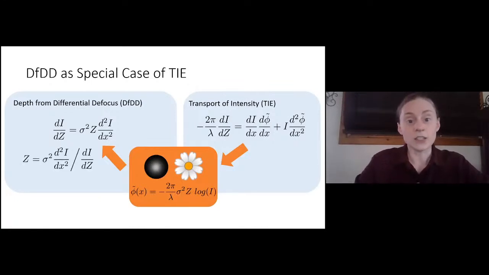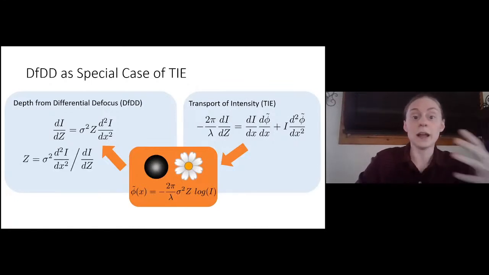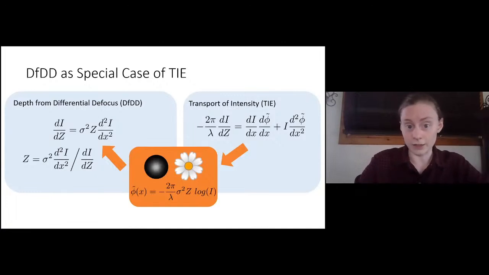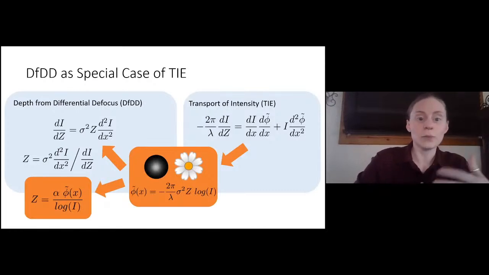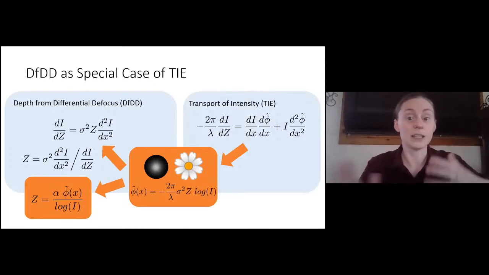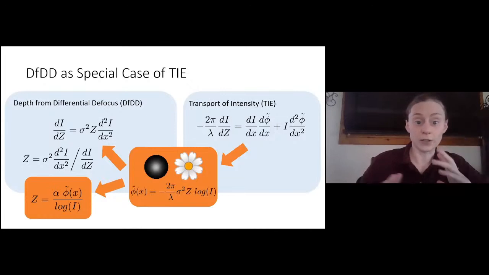And the one on the left says that you can get the depth of an object just by comparing this defocus derivative and the spatial derivative. But that's not the only depth reconstruction method that the theory suggests. Another way is to observe that the phase constraint, when rearranged, shows us that we can convert a generalized phase measurement into a depth measurement just by dividing out the log brightness and accounting for a calibrated constant.